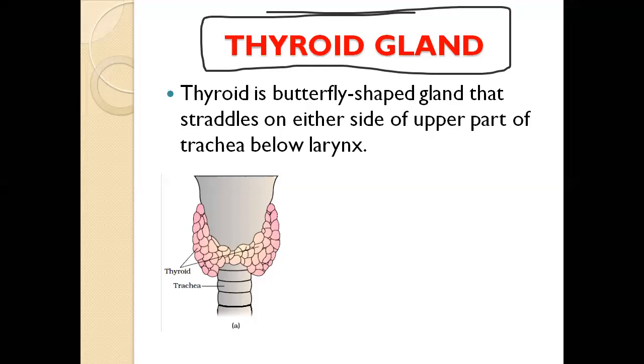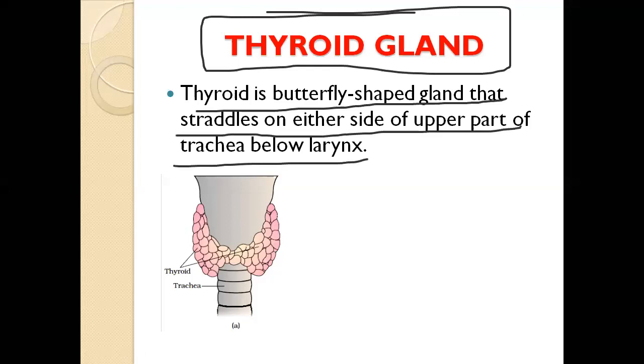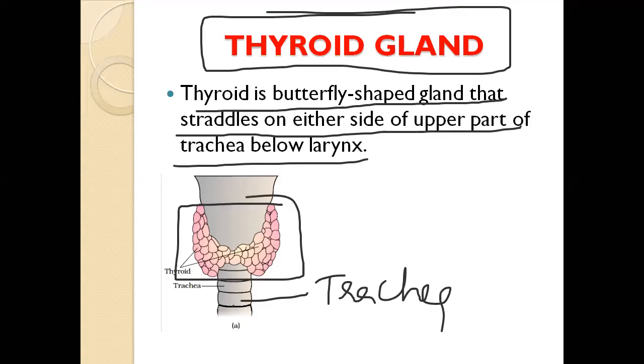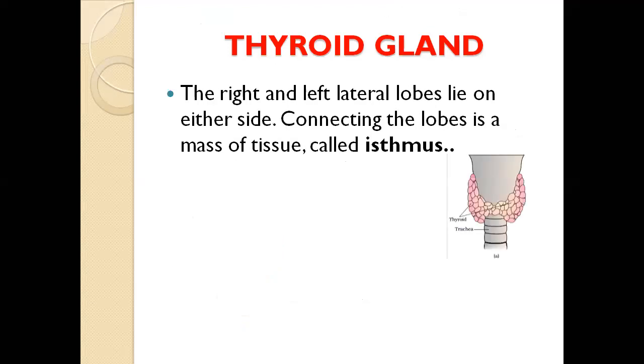Thyroid is a butterfly-shaped gland that straddles either side of the upper part of the trachea, below the larynx. Okay, so this is the trachea. You can see here, this is the trachea. The diagram I took from the textbook. And this is the thyroid gland. Location of the thyroid gland: on either side of the upper part of the trachea, below the larynx.